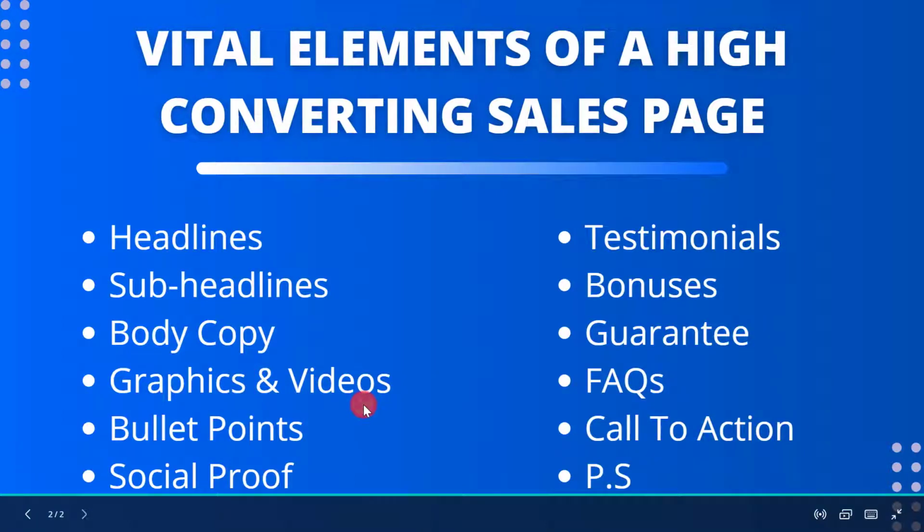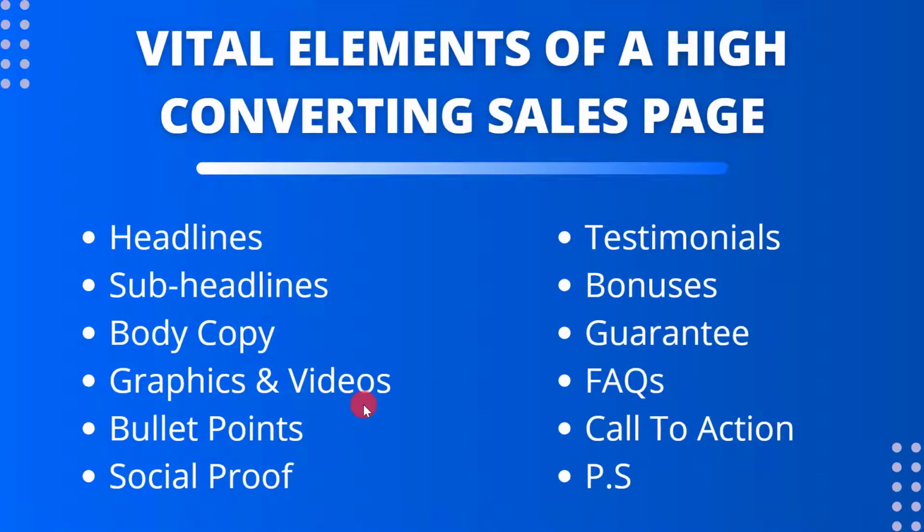Then social proof. What is social proof? Social proof simply refers to how you can prove that what you are selling works for people. How can we trust you? We can trust you when you can prove to us that your services have helped so and so amount of people, and you show them on your sales page. You can also show how your product has helped people on your sales page. That is what we call social proof.